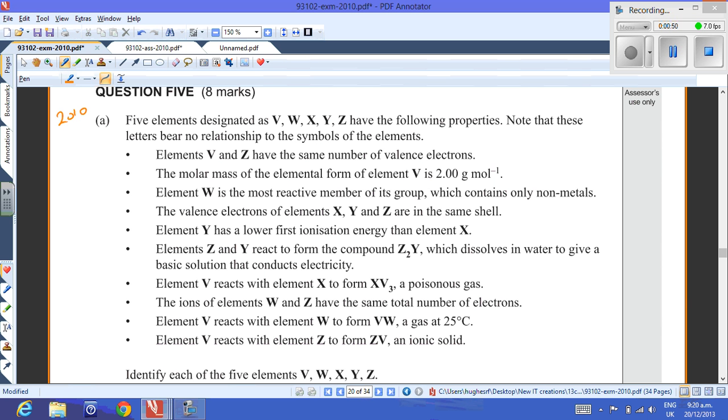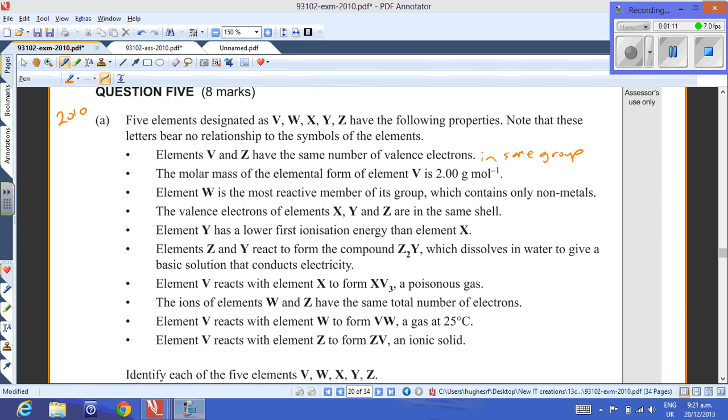Elements B and Z have the same number of valence electrons. Now, if you have the same number of valence electrons, that means you're in the same group. That tells us those two elements are in the same group. B and Z are in the same group. So same number of valence electrons, same group.